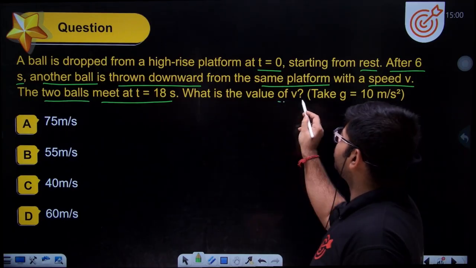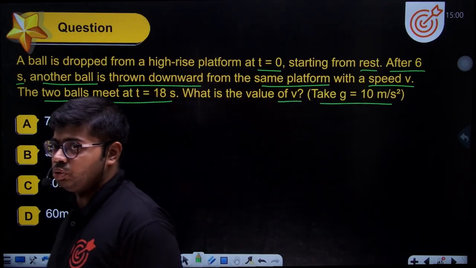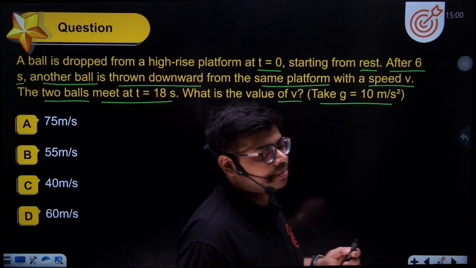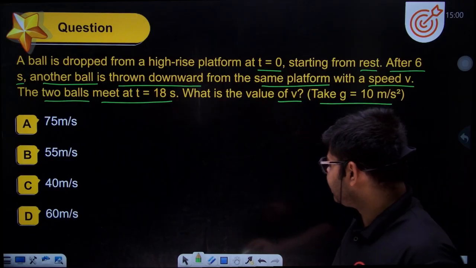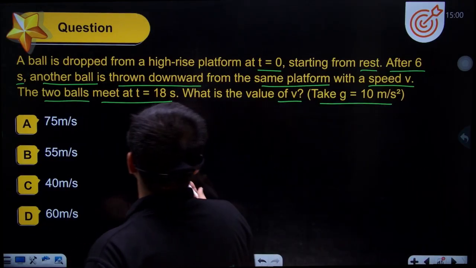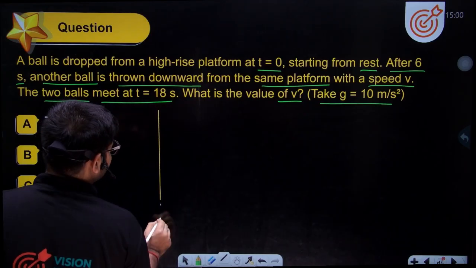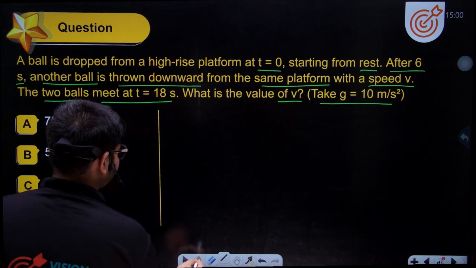What is the value of v? I would like to give you more attention to this problem. This is a very, very good problem. What it actually tries to say is that if you are not concentrating, most of the people will not get this problem.